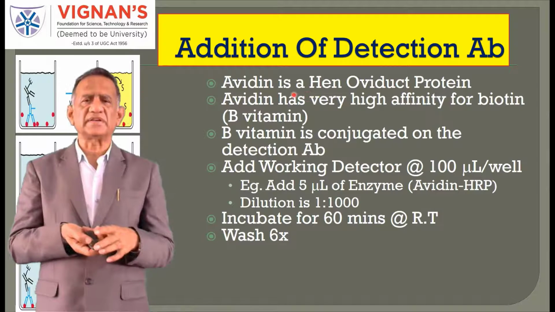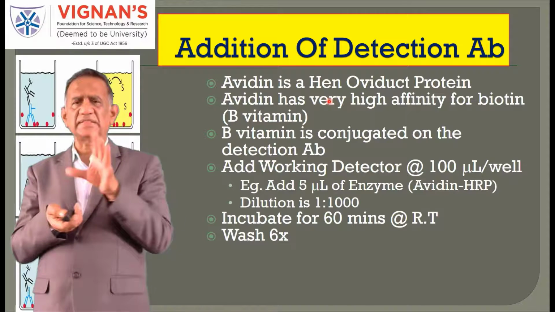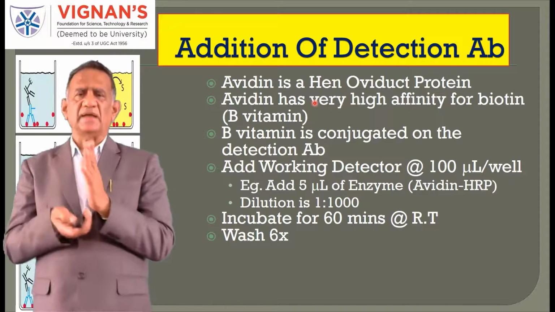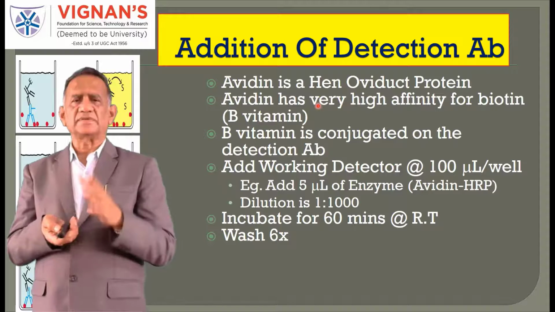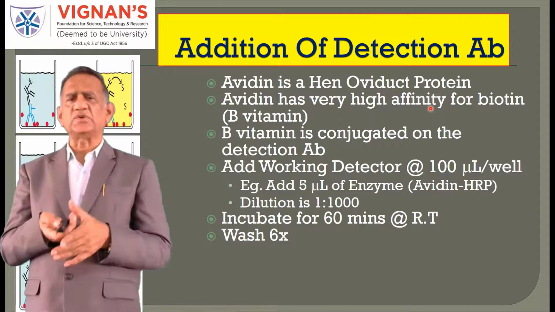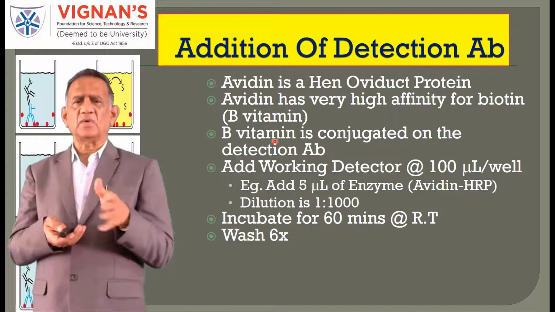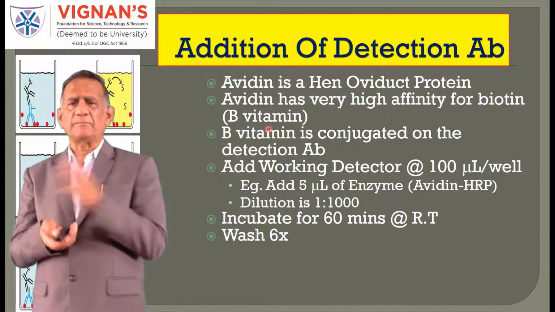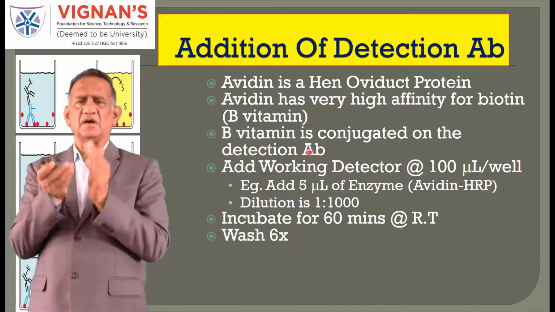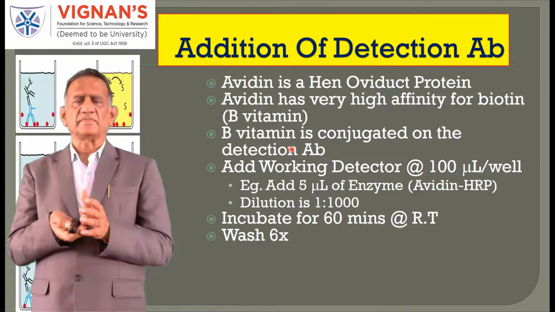So, addition of the detection antibody. Here it is only the technique; different companies provide different ELISA kits wherein they streamline and refine the technique, because avidin is a hen oviduct protein. Avidin has high affinity towards biotin. Biotin is nothing but a B vitamin. So now they add the HRP enzyme coupled with avidin, so that the HRP is almost stable there. That is the purpose for which they use avidin and biotin here.